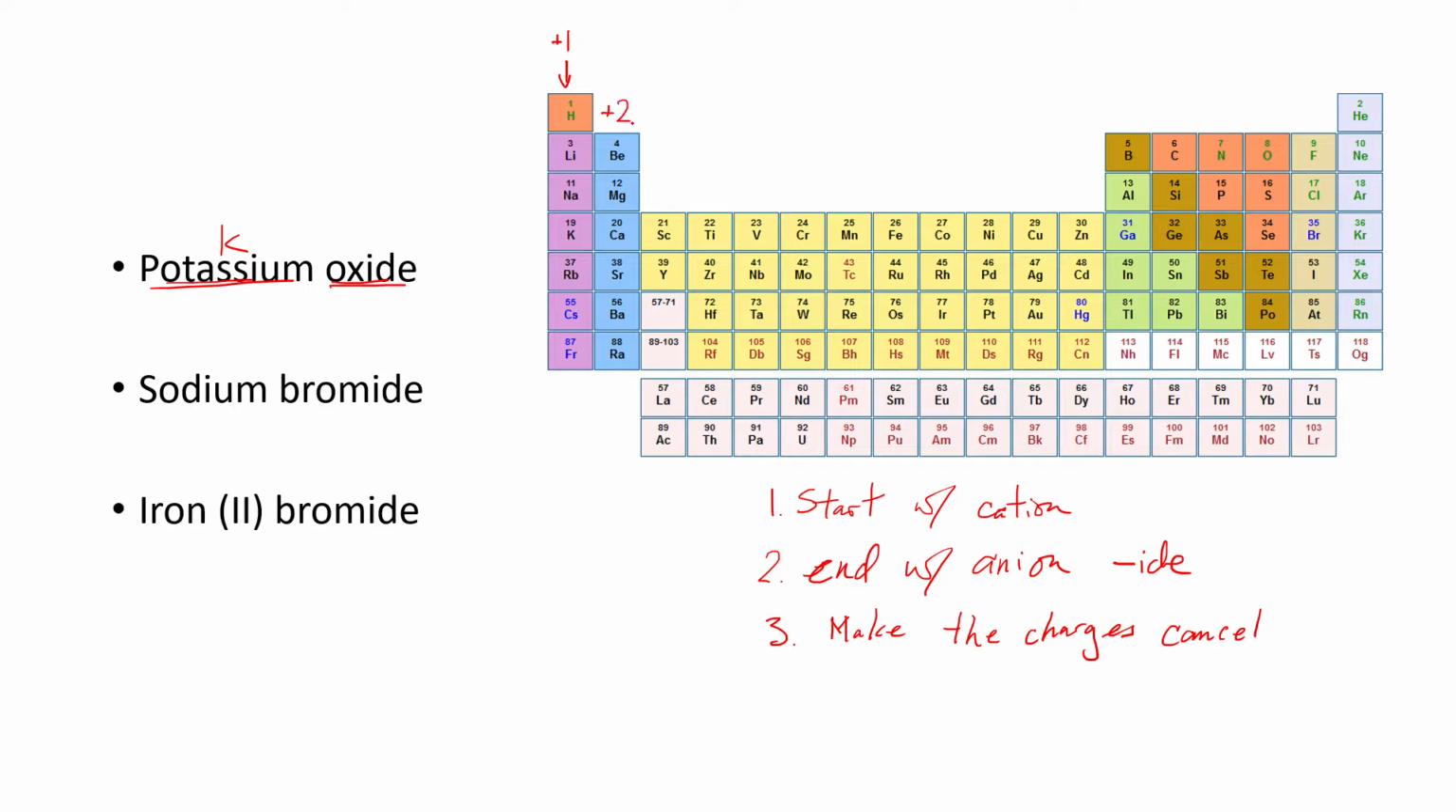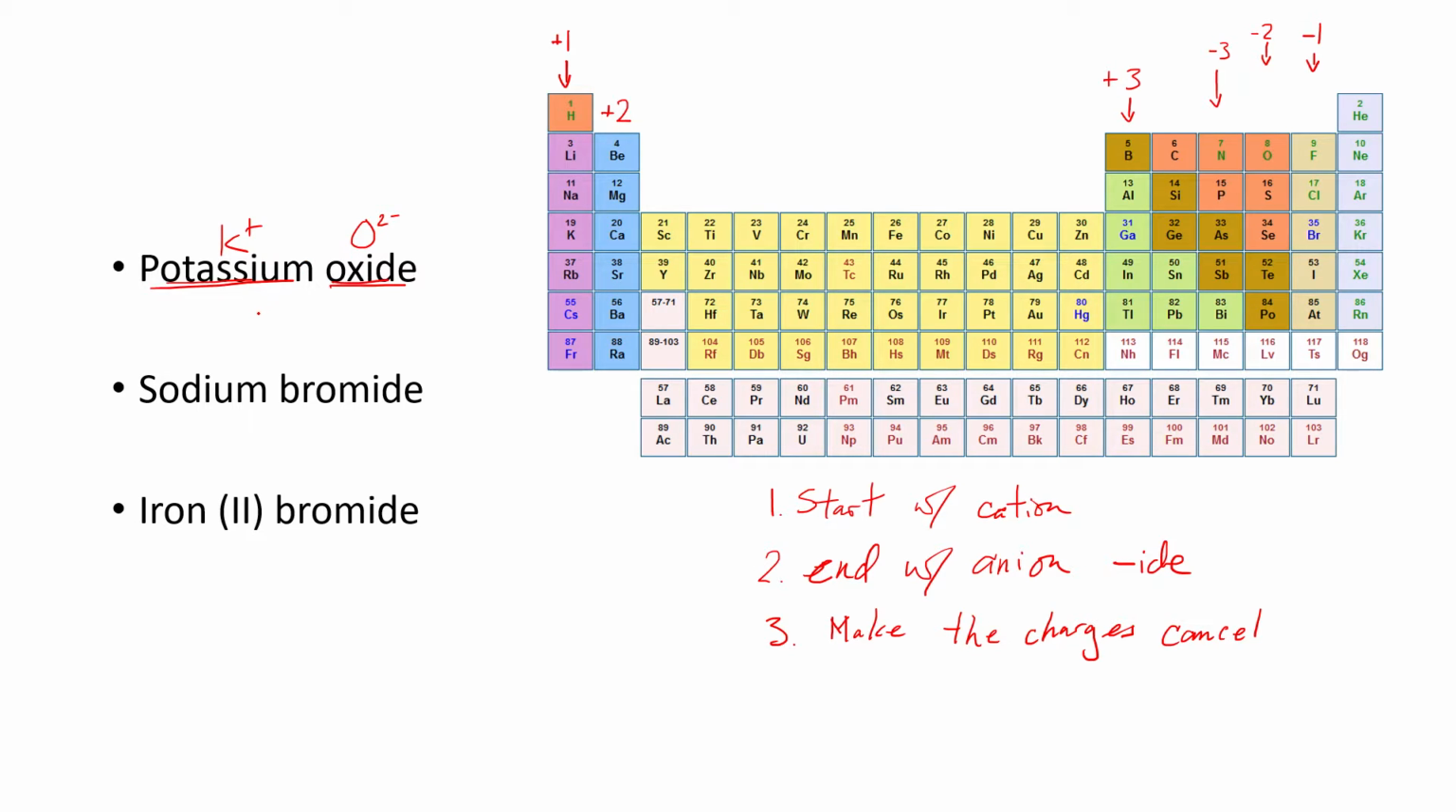These guys will all be +2. These guys will all be +3. On the same note, all your halogens will be -1. All your oxides, the oxygen group, will be -2. And then the nitrogen group will be -3. Seems easy enough. So potassium we know is going to be K plus. Oxide is going to be O2 minus.